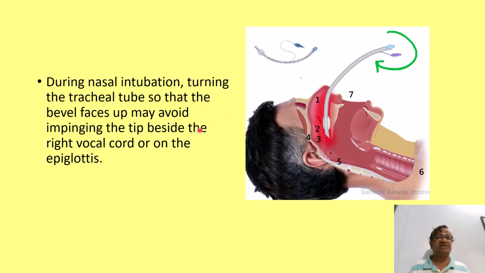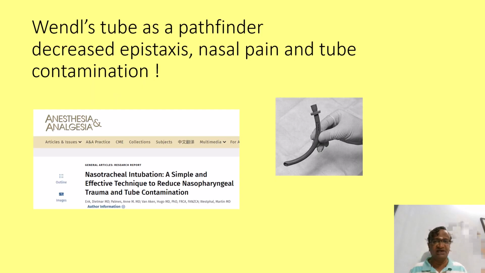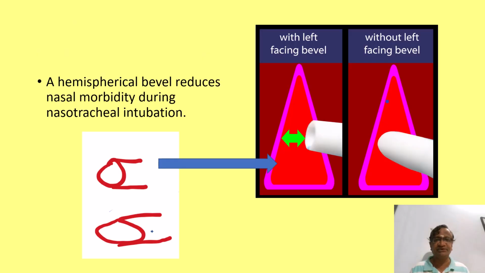Turning the tracheal tube so the bevel faces up may avoid impinging the tip beside the right vocal cord. Now you can see, just turn it so that it doesn't hitch the right vocal cord. There is something called Wendel's tube as a pathfinder. You can insert it. So there is decreased epistaxis, nasal pain, and tube contamination. A hemispherical bevel reduces nasal morbidity. This bevel is not very good, so the hemispherical bevel is better. You can see here how the bevel is faced.